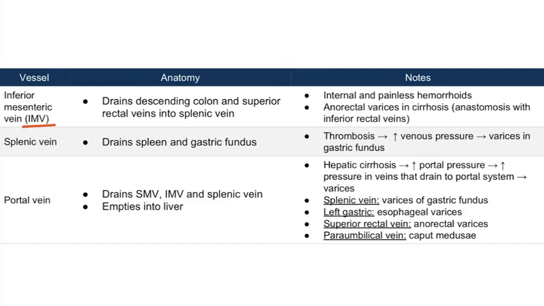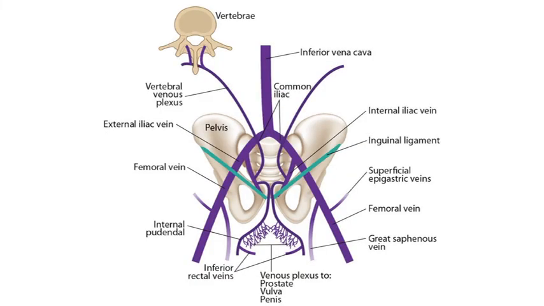And first we'll focus on the IMV, starting with the superior rectal vein. The superior rectal vein drains blood from the portion of the rectum above the dentate or pectinate line. Recall from the previous lecture that the inferior rectal veins will drain the rectum distal to the dentate or pectinate line. These then ultimately drain into the internal pudendal, internal iliac, and into the IVC.